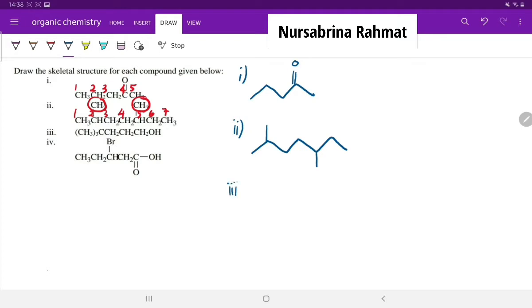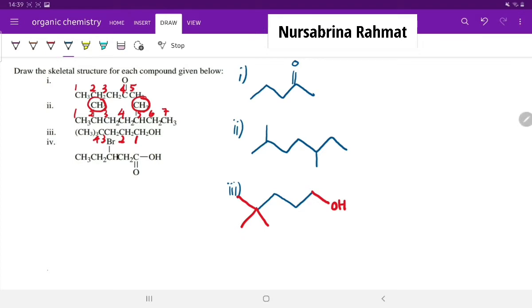Okay, question number 3. So CH3, it's here 1, 2, 3, and 4. So 4 carbons are the backbone. So 1, 2, 3, 4. At the first carbon we have the functional group OH attached to it. So draw a bond here to place OH here. And then at the fourth carbon we have 3 side chains of methyl groups. So it's like this. So this is the skeletal structure for question number 3.